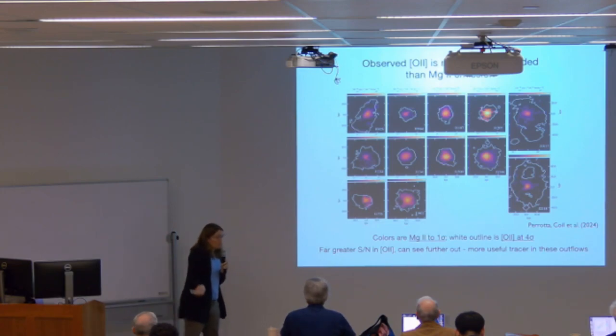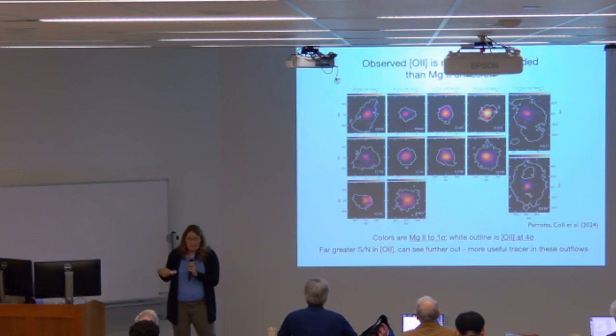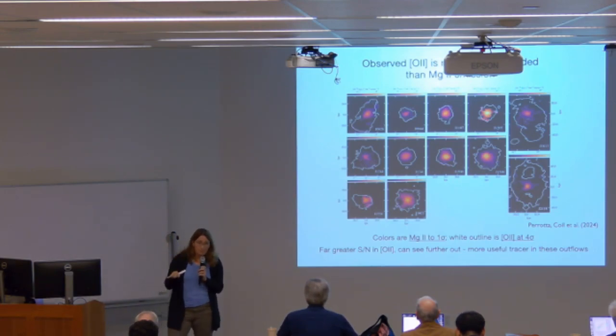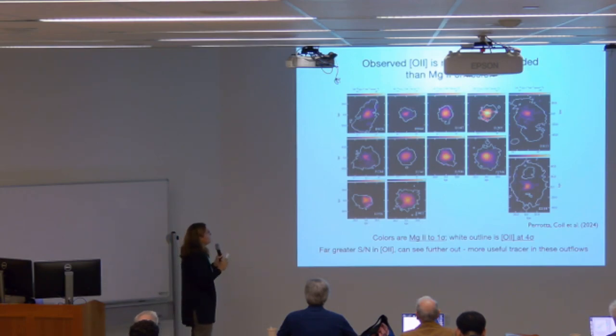So this is comparing the oxygen 2 emission to the magnesium 2 emission. These galaxies have really strong magnesium 2 absorption from their winds, so there's not a lot of magnesium 2 emission, but there is some. It's weak. It's so weak that we can't fit it in every spectrum. So the color is showing you the magnesium 2 map stretched really hard.